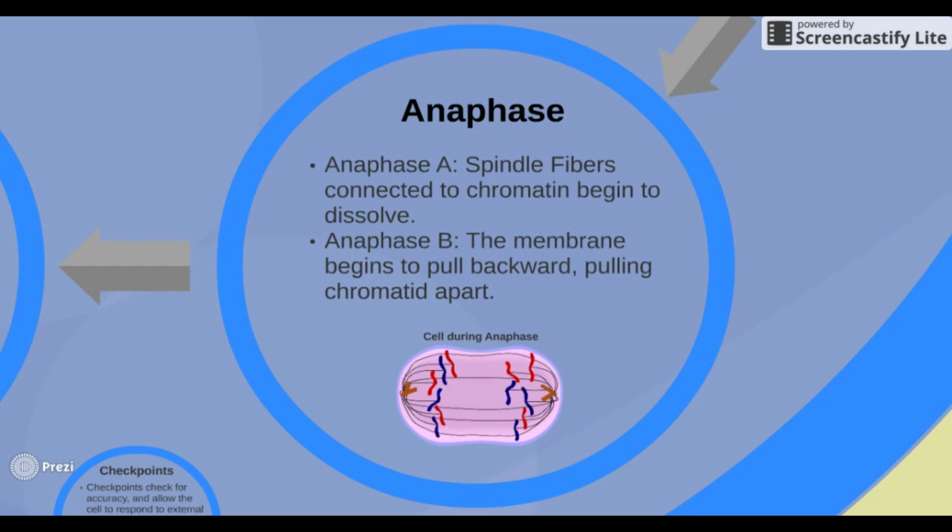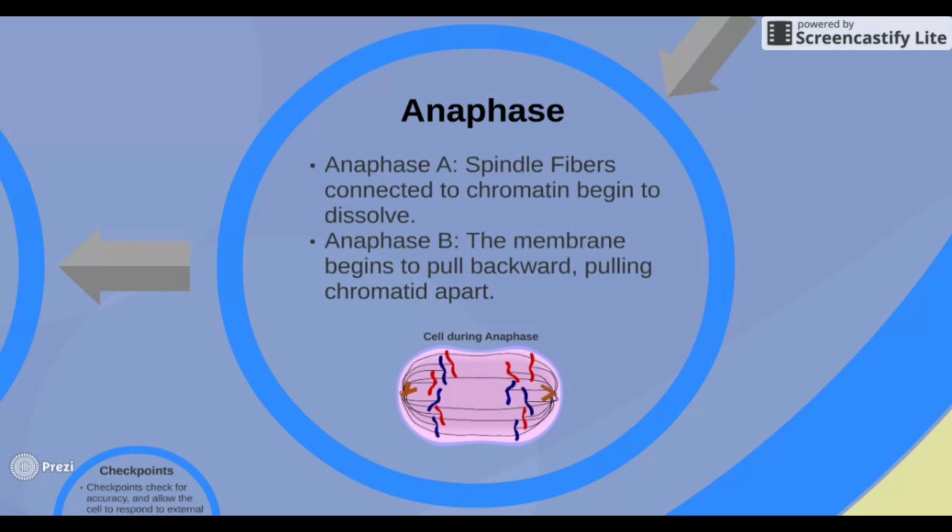The fourth phase is anaphase. There are two parts to anaphase that happen at the same time to help the cell to start separating. The first part of anaphase is anaphase A. In anaphase A, the spindle fibers connected to the chromatin begin to slowly dissolve, pulling the chromosomes towards the poles.